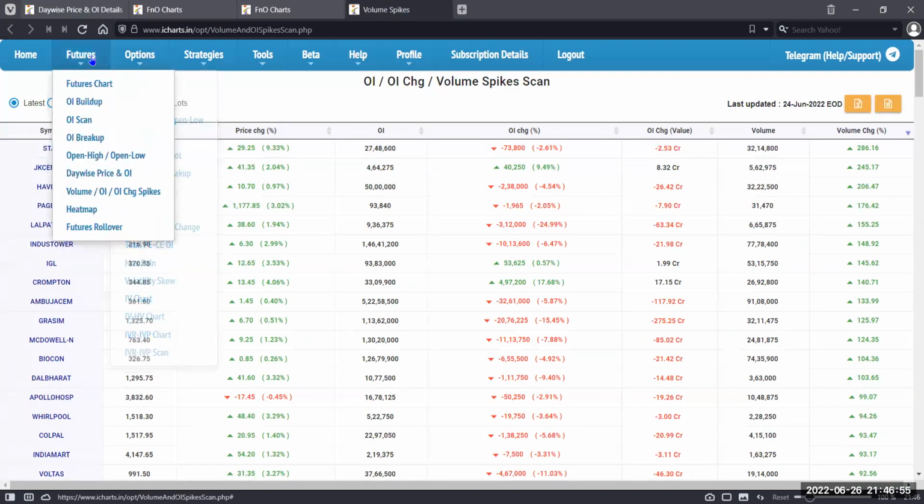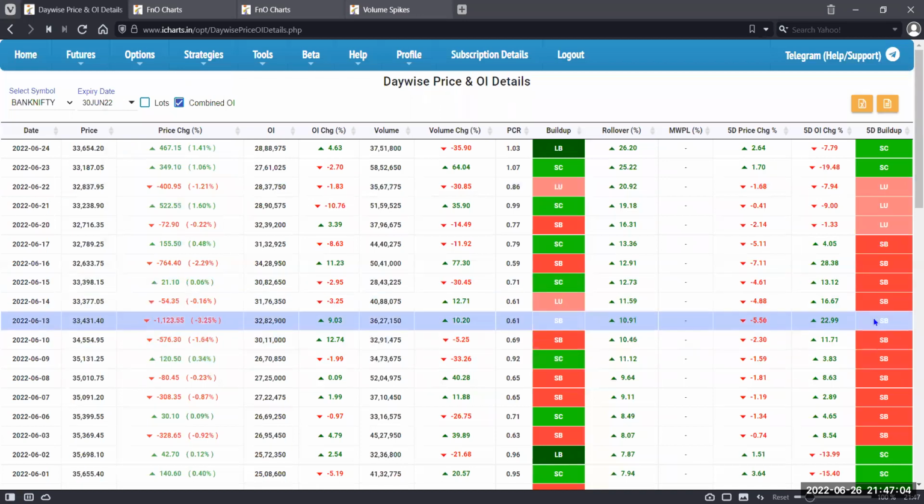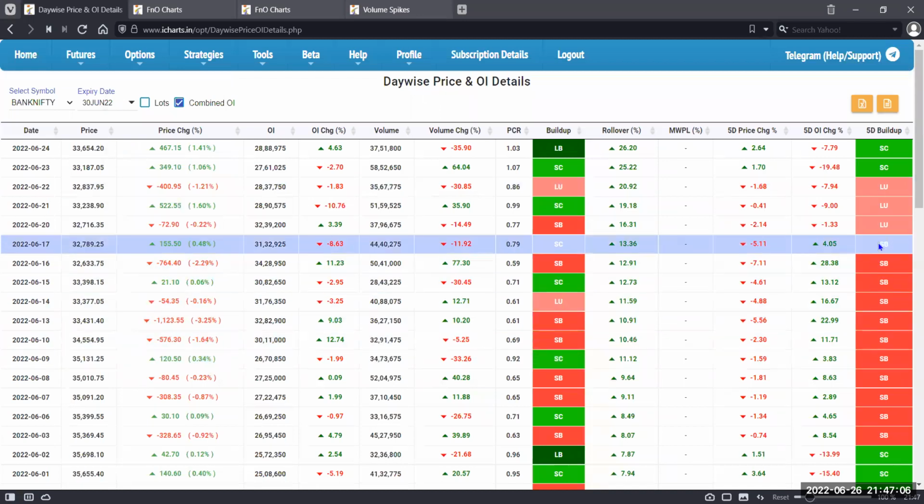Any other question? Any other tools that you want? So you said 5 days we can check, and then at least for expiry trade we can take positions till expiry.